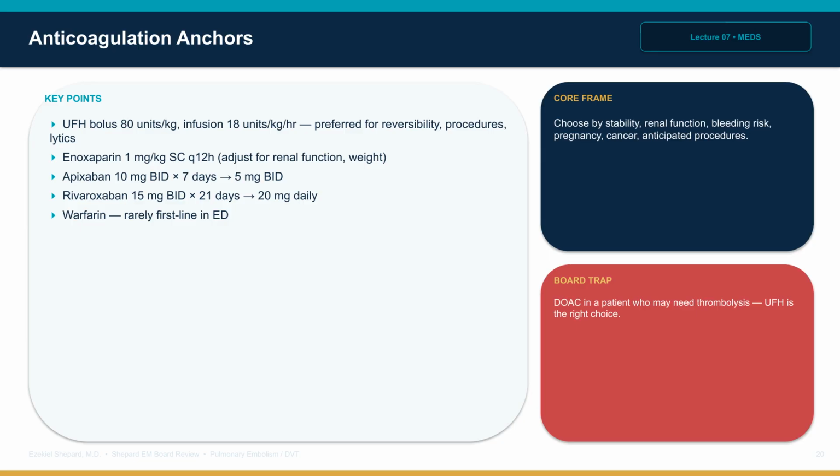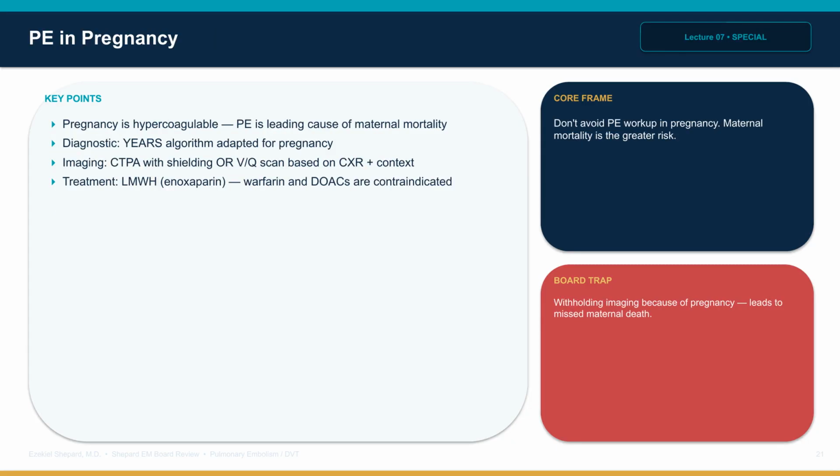Direct oral anticoagulants for PE include apixaban, 10 milligrams twice daily for 7 days, then 5 milligrams twice daily, and rivaroxaban, 15 milligrams twice daily for 21 days, then 20 milligrams daily. The board advantage of the DOACs is no parenteral bridge required. The contraindications are pregnancy, severe renal impairment, creatinine clearance below 30 for apixaban, below 15 for rivaroxaban, severe hepatic impairment, and mechanical valves. Warfarin is rarely first line in the ED, but may be relevant for valve patients or specific scenarios. PE in pregnancy requires special considerations.